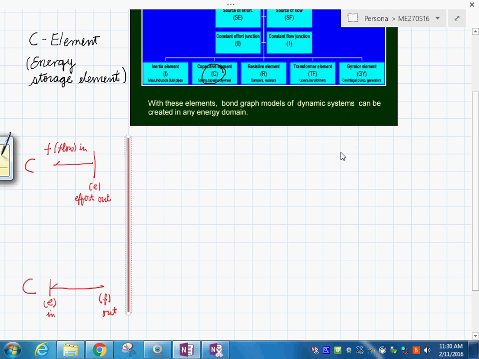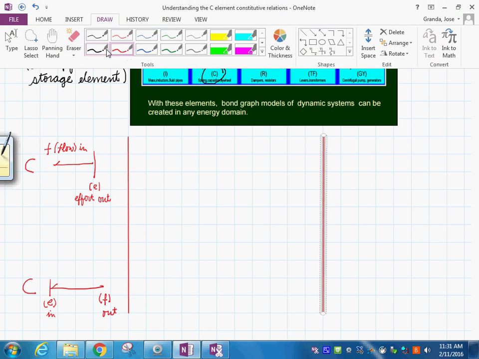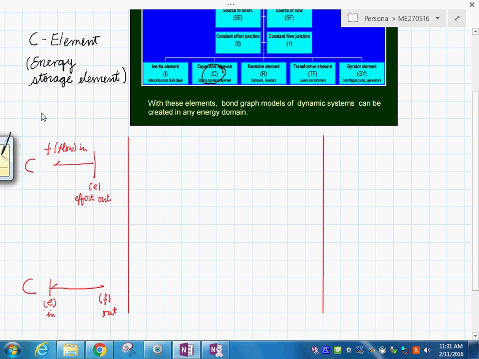What I want is, in here is your bond graph. We need to put the block diagram and we need to put the equations. So this is your bond graph. This is going to be your block diagram. And these ones are going to be your equations. Okay.